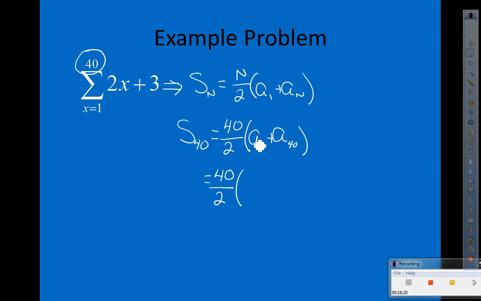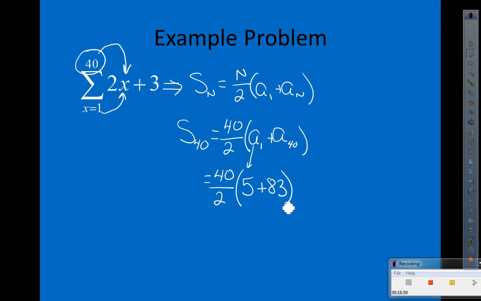To get the value of your first term, go plug in 1 into your formula. I'm going to plug in a 1 right there. 2 times 1 is 2, plus 3 happens to be 5. That is a sub 1. Now I also need a sub 40. So I'm going to plug in 40 right there. That's how we find the first term, the second term, the third term, the 40th term. So 2 times 40 is 80. 80 plus 3 is 83.